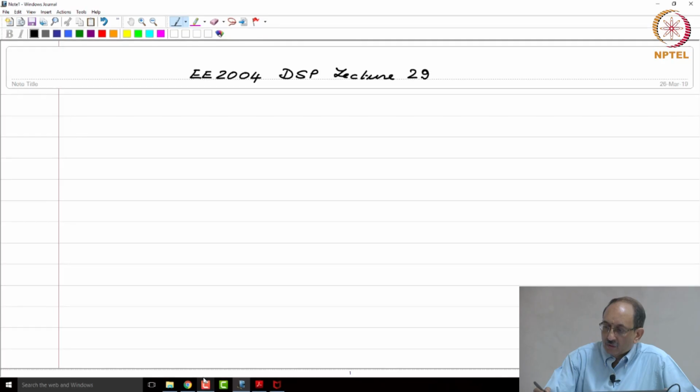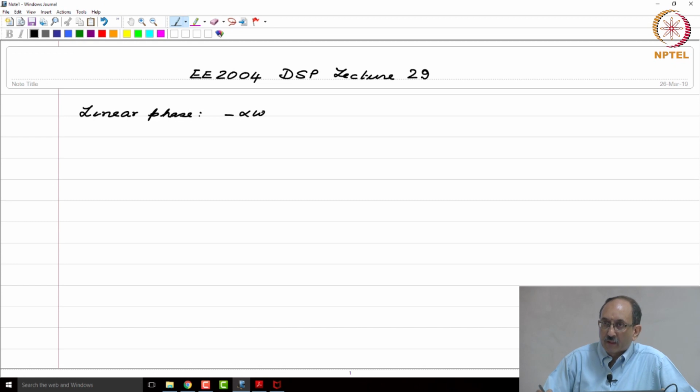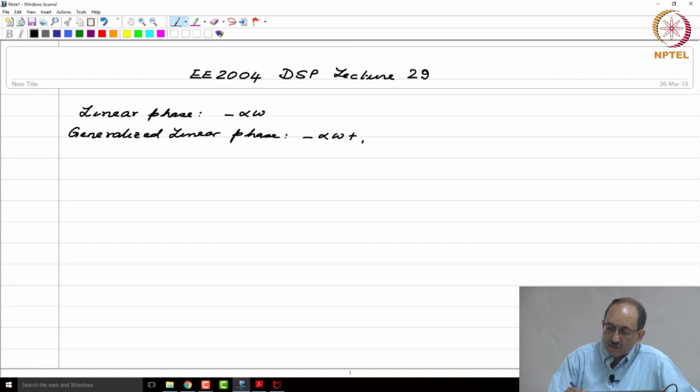So, we are looking at linear phase filters. We saw that linear phase is needed if we want to preserve wave shape, and we saw two types of linear phase response. One was the regular linear phase, which was minus alpha omega. Then we saw generalized linear phase, which was minus alpha omega plus beta, and if beta were 0, generalized linear phase defaults to linear phase.